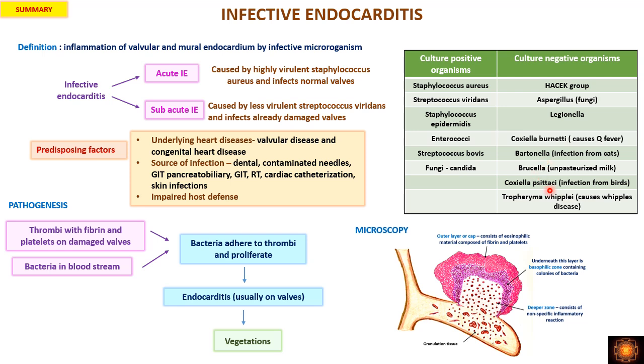Now coming to the pathogenesis. On the damaged valves, we have thrombi formation, which contains fibrin and platelets. Bacteria present in the blood reach there, get adhered to the thrombi, and start proliferating. It causes endocarditis, and later on these bacteria in the thrombi give rise to the vegetations. Microscopically, the vegetations have three zones. The outermost eosinophilic zone consists of fibrin and platelets. The next, basophilic zone consists of bacterial colonies, and the underlying zone consists of inflammatory cells.